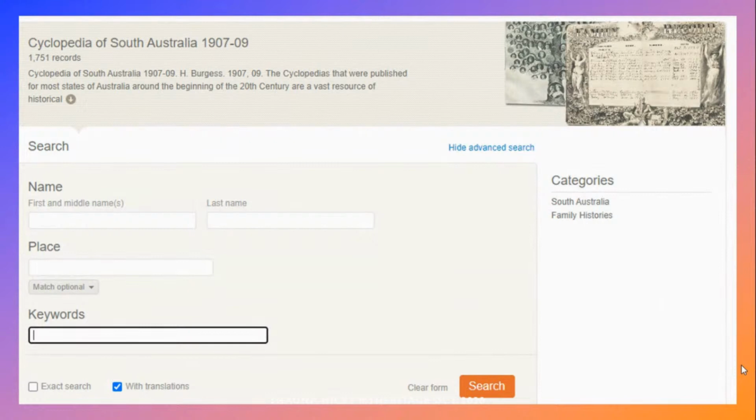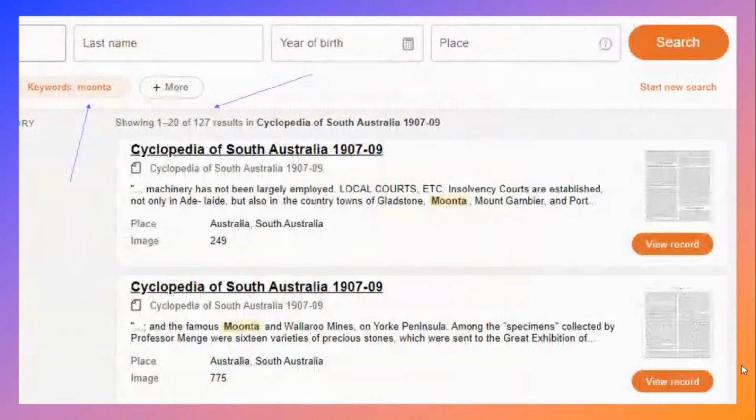And what I mean by that is if my people in South Australia were at Moonta, which is a copper mine, when I put that in to the MyHeritage database, it brings back 127 references to Moonta. And I can go through those and get background information on what it was like as a mining place before it sort of slowed down and people went elsewhere. So you can see some of the examples. You can scroll down. It's a bit like the newspapers. It might interest you, it might not, but you can see the full record there.